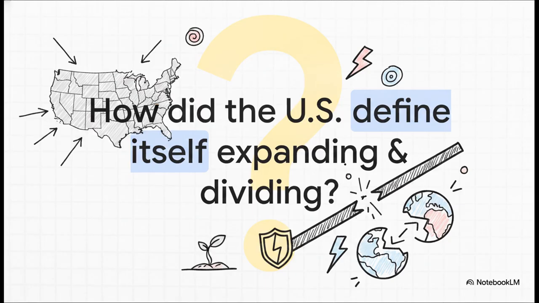This young nation was growing at warp speed, adding massive amounts of land and millions of people. But at the exact same time, it was actively fracturing internally. Your main goal in this unit is to figure out exactly how America managed to form its identity right in the middle of all that chaotic growth and division.